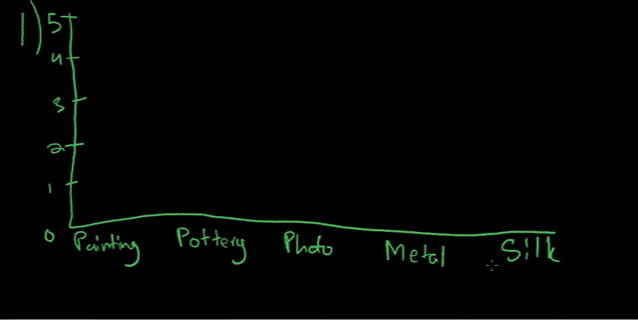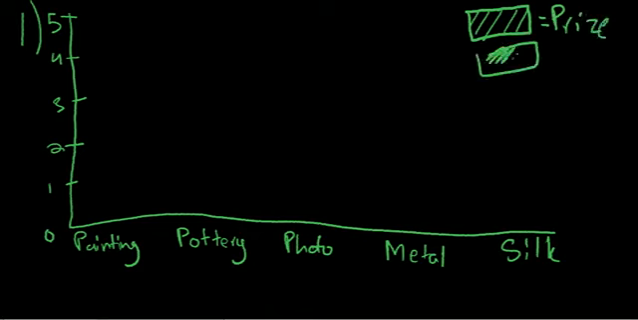So there's a key here. It's kind of like this. The graph with lines are the prize ribbons, and the ones that are entirely shaded in, or almost shaded in, are honorable mention ribbons. So now let's draw each one.